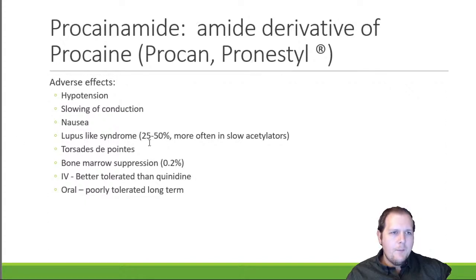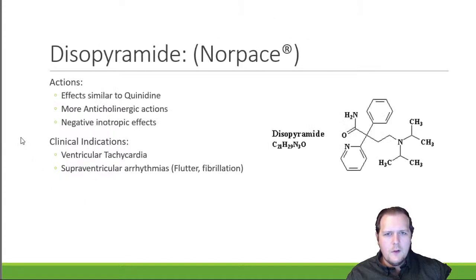Again, torsades can happen here. This is all related to QT prolongation. Rarely can you get some bone marrow suppression. You would want to watch a CBC while patients are on this. And again, probably won't see it used orally in the long term because it's poorly tolerated based off all this stuff here. But if you're using it in a pinch in the cardiac ICU, it does work out fairly well.